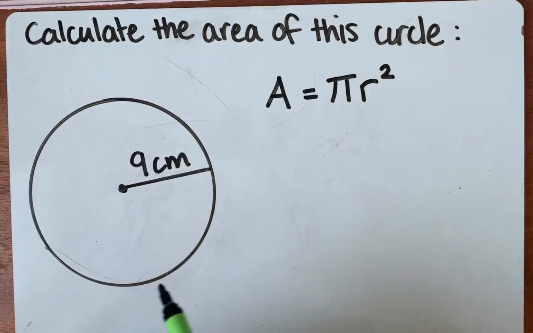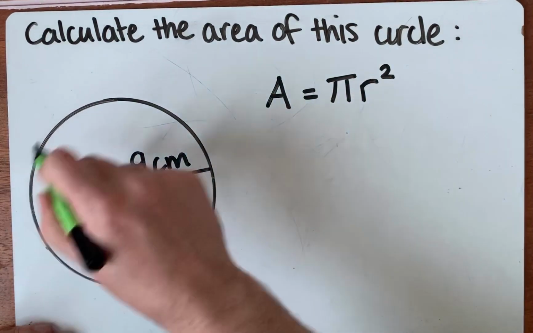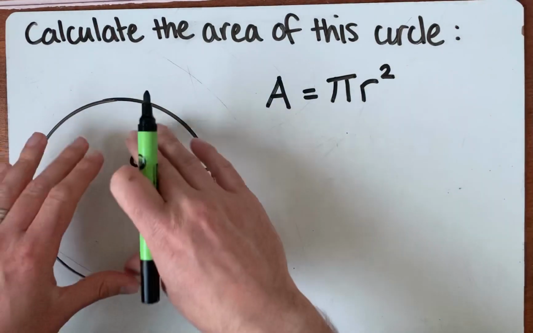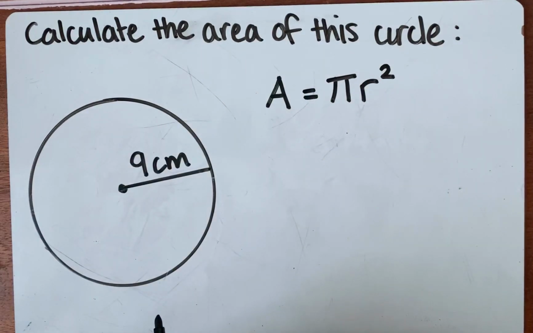Hi everyone, in this video we're going to be looking at how to find the area of a circle. We've already looked at how to find the circumference of a circle, the distance around the outside of it. Today we're going to look at how much space the circle takes up.